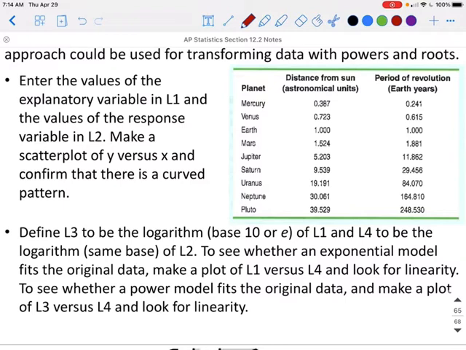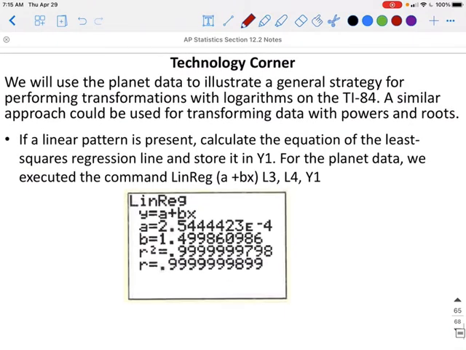To see whether an exponential model fits the original data, you would plot list 1 against list 4 and see if it's linear. If it is linear, that means it's an exponential model. If that's not linear, you can graph list 3 versus list 4, which would be your two logs against each other. And if that's linear, you know you have a power function. We will use the planet data again.